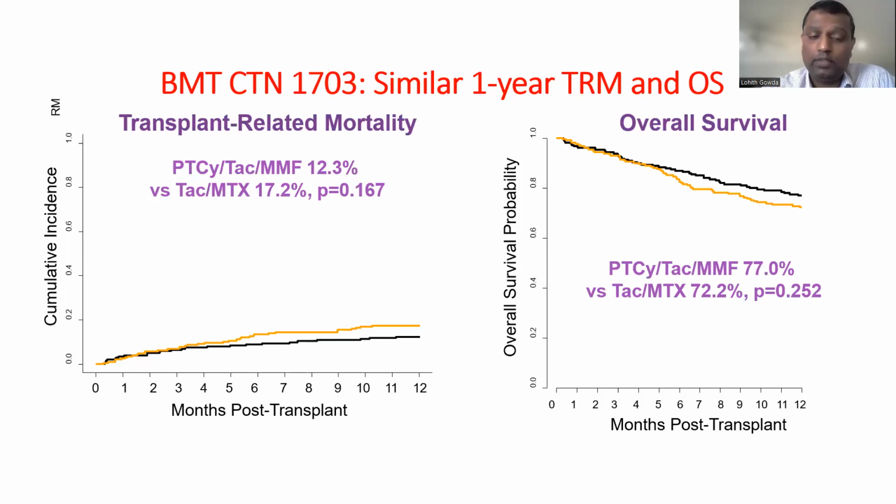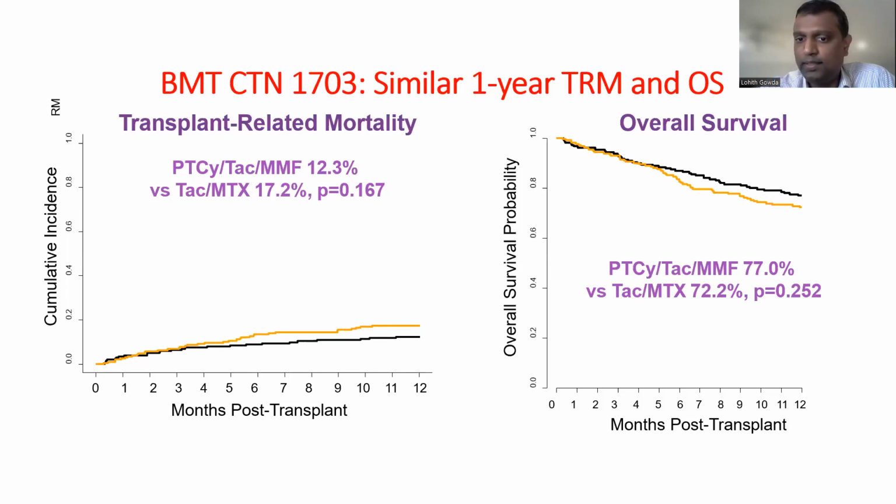Treatment-related mortality is 12%. If you all read our books from about 10, 15 years ago, treatment-related mortality with transplant used to be about 25, 30%. Now that number has come down significantly, and the overall survival in this arm was about 77%.